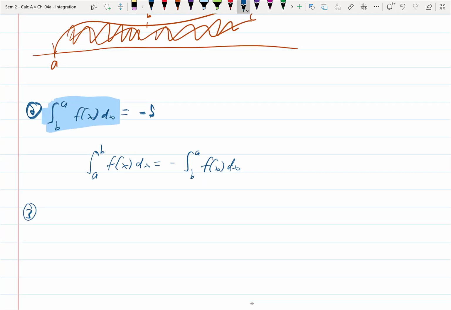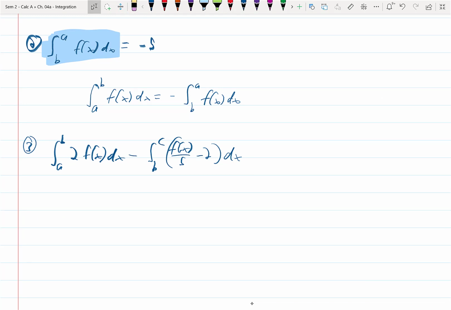Number 3, let's say that I have the integral from a to b of 2 times the function f of x dx minus the integral from b to c of f of x over 5 minus 2 dx. So this we want to try to split up into things that we know or things that we don't know. Actually, I wouldn't be able to do the minus 2 at all, so let me cross that out. Let's just do this integral of f of x over 5 dx.